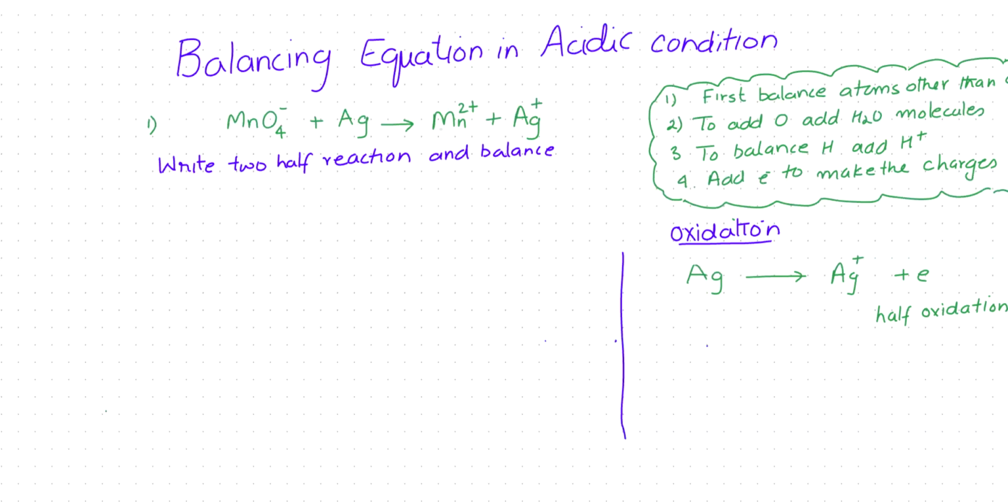So one half reaction is MnO4⁻ changing to Mn²⁺. And another half reaction is Ag changing to Ag⁺. Now first we balance each half reaction, then we add the two reactions to make one redox reaction.